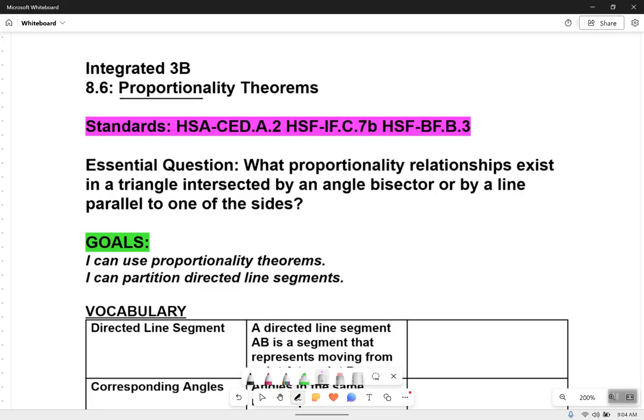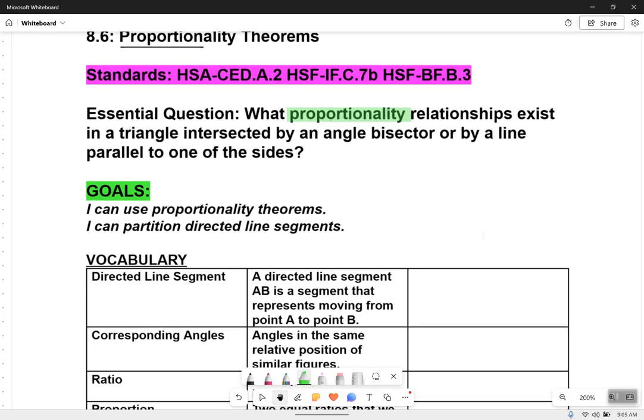Kids, help me out. What's this word mean? Cut something in half. Or by a line parallel to one of the sides. So again, let me read that. What proportionality relationships exist in a triangle intersected by an angle bisector or by a line parallel to one of the sides? Okay, I'm going to highlight a word here because, again, what's not going to go away? Proportionality. We're going to be setting up equal ratios a lot here, okay?